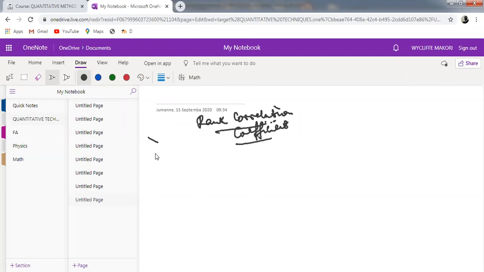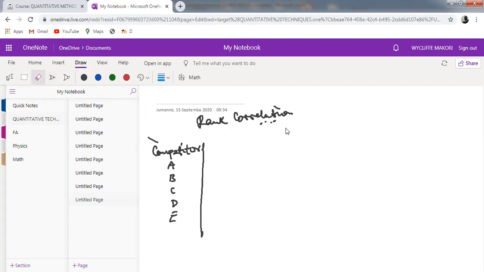And then we have like this, the competitors were maybe A, B, C, D, and E. We had 5 competitors. And then we had 2 judges. Let me clean this part. We had 2 judges.